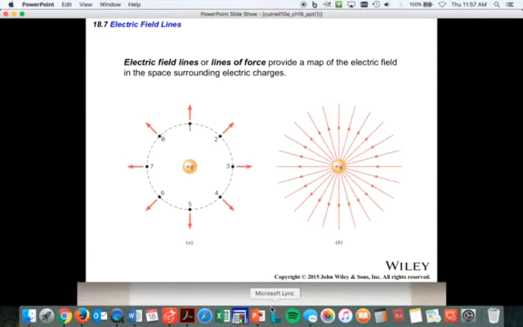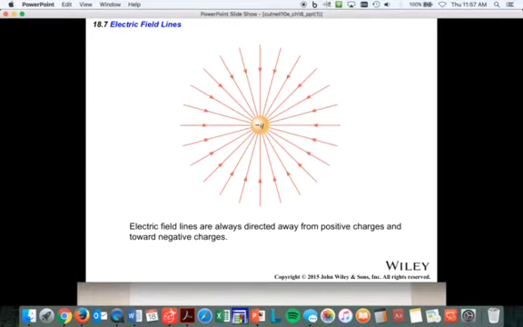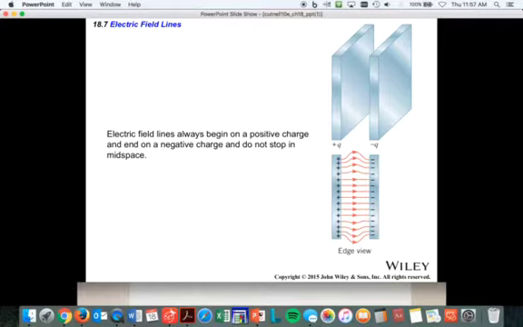So, electric field lines. Electric field lines are lines of force. In other words, if I put a particle in here, it's going to feel a force. If it's a positive charge, it's going to feel a force pushing this way. If it's a negative charge, it's going to hop on the bandwagon and want to come this way. Electric field lines are directed away from positive charges and toward negative charges. Electric field lines always begin on a positive charge and end on a negative charge and do not stop in mid-space. So here's a parallel plate capacitor.